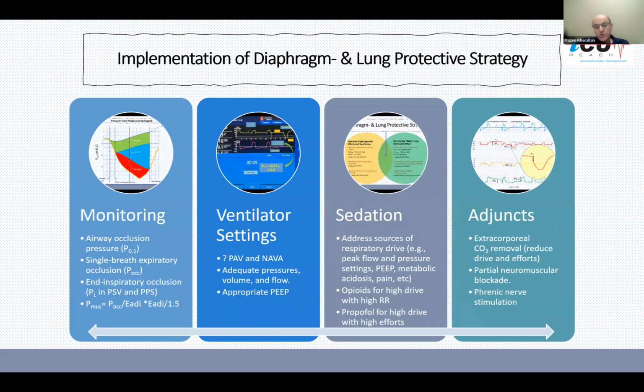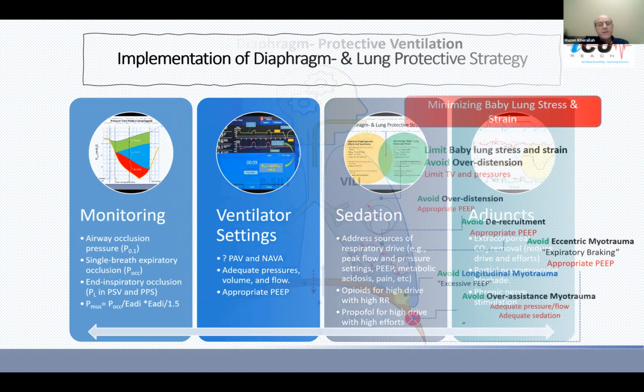Is the source peak flow pressure settings? You adjust that. If we have metabolic abnormalities, you deal with it. If the patient is in pain, you give them analgesic agents. And keep in mind that opioids can adjust the high drive with high respiratory rate, and propofol will adjust the high drive with high efforts. And finally, we have some adjuncts that need more investigation: extracorporeal CO2 removal, partial neuromuscular blockade, and phrenic nerve stimulation. With this, I'm going to end with this slide again.